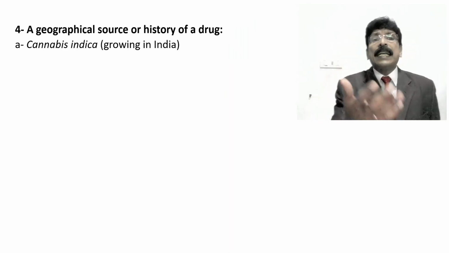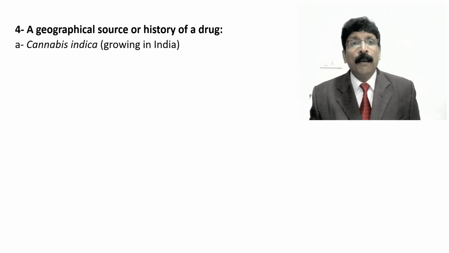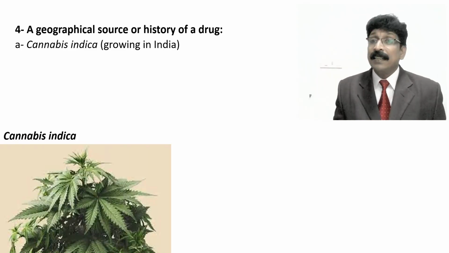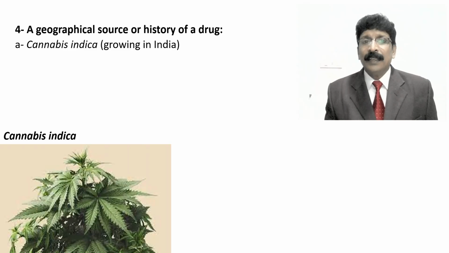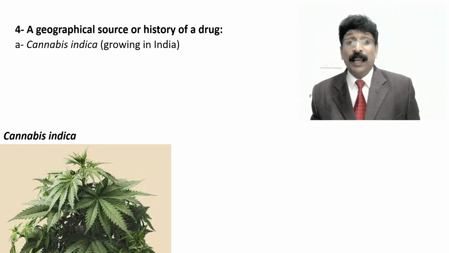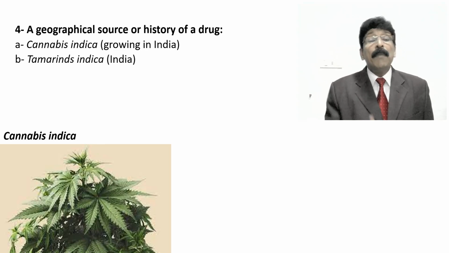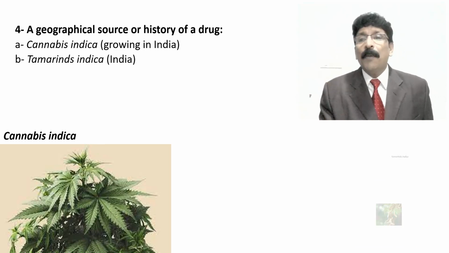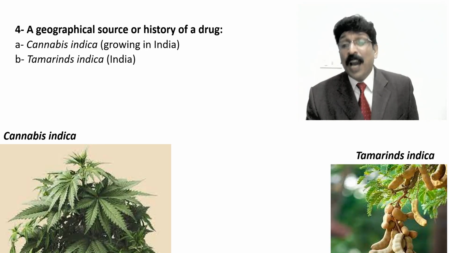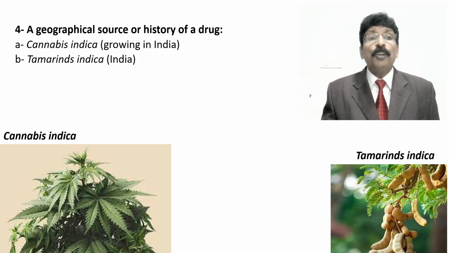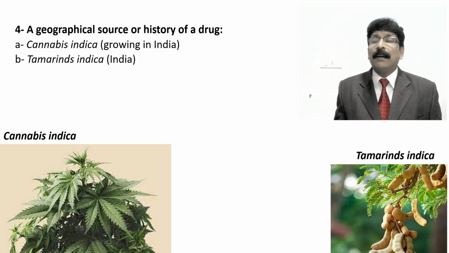Like you can see Cannabis indica, which is grown in India. You know this Cannabis indica has a narcotic activity, and the fiber can also be taken for surgical dressings. Tamarind is available in India. In our place, we use it more for every curry. So you can see Tamarindus indica.